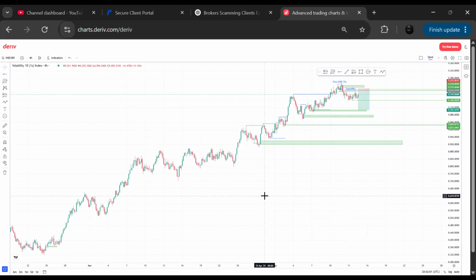So if you are a day trader, first thing you will do is to check the Deriv. I think their highest time frame for analyzing their chart is the daily time frame, which is 24 hours.